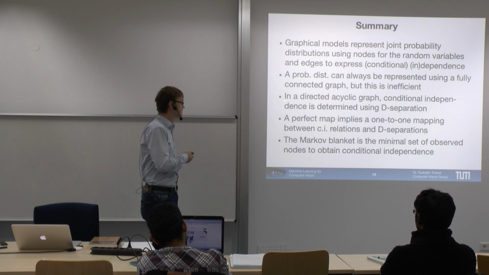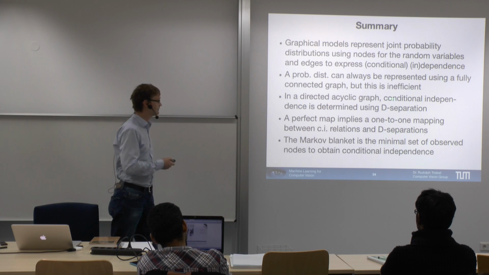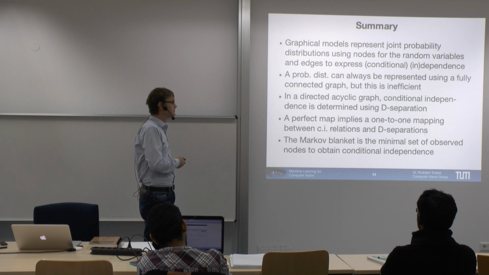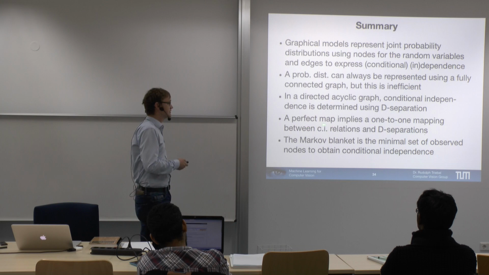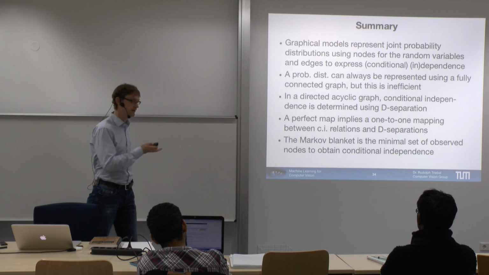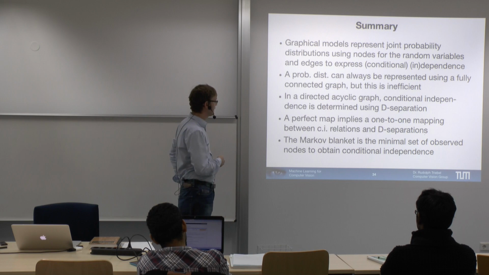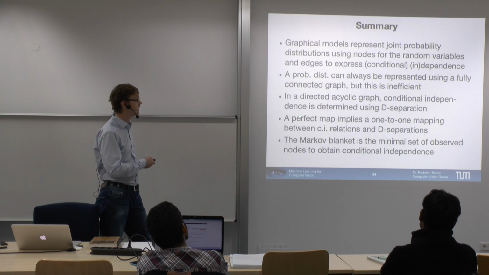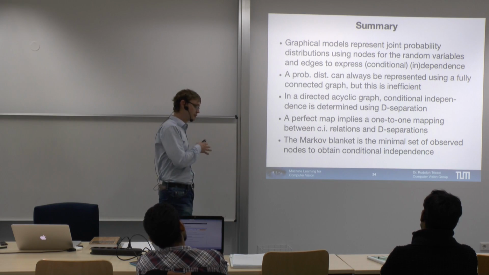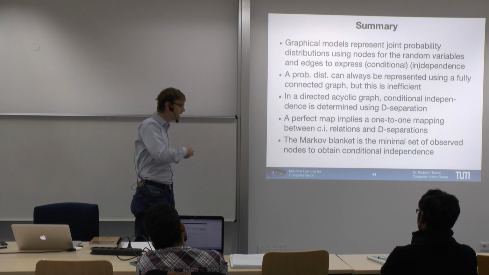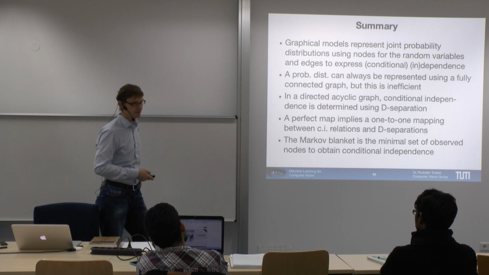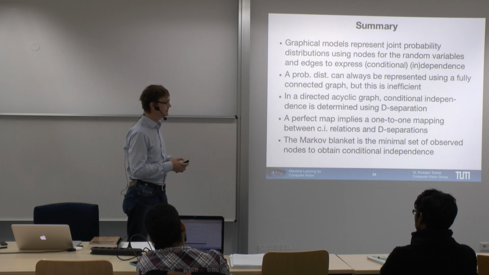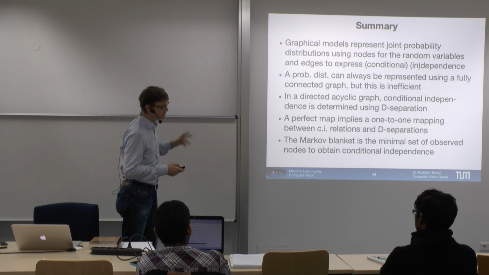And then we have these so-called DAGs, the directed acyclic graphs. Here we can find conditional independence using d-separation, right? And we do that using so-called perfect maps. So we assume that we have a perfect map of a given distribution, and this perfect map implies a one-to-one mapping between relations and distributions. Then, instead of looking for conditional independence relationships in the distribution, we just look at the graph itself and look for d-separations in the graph, right?